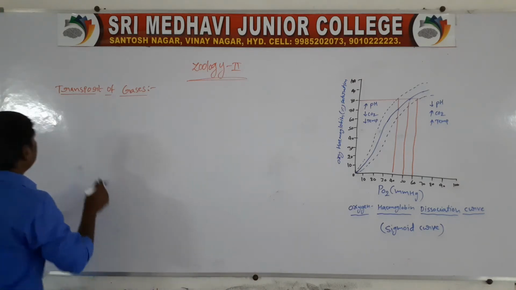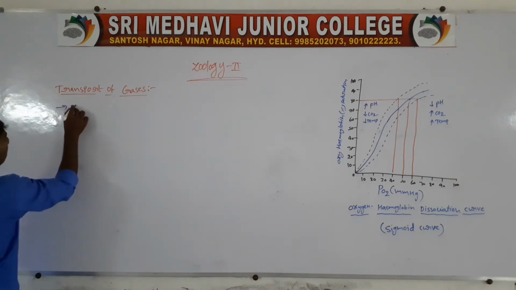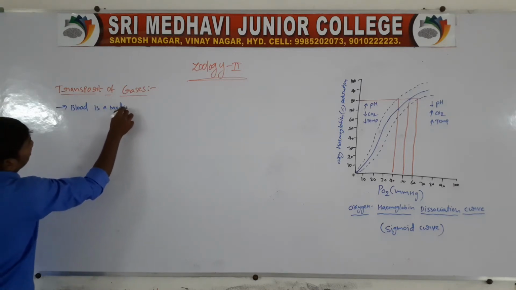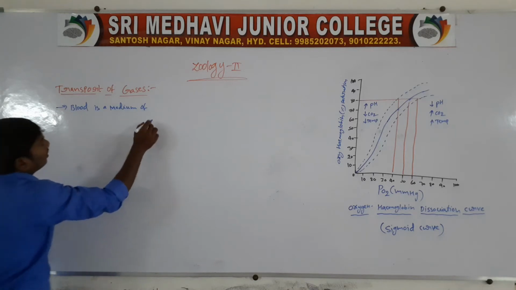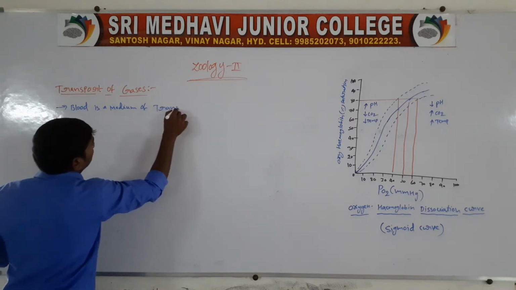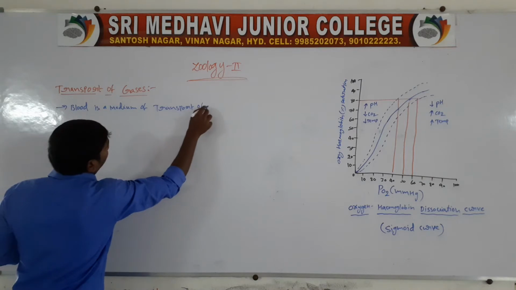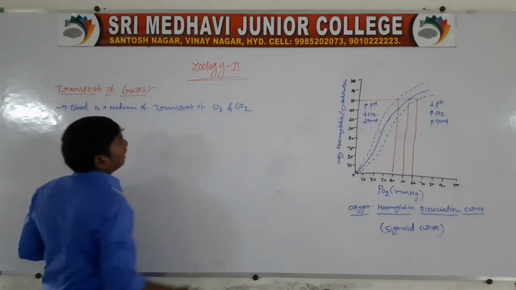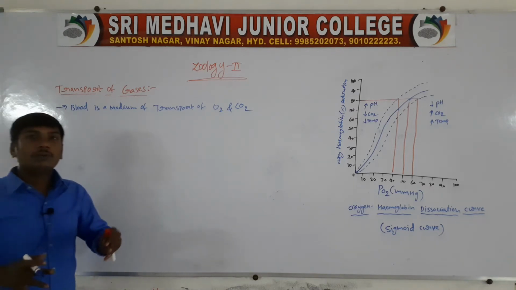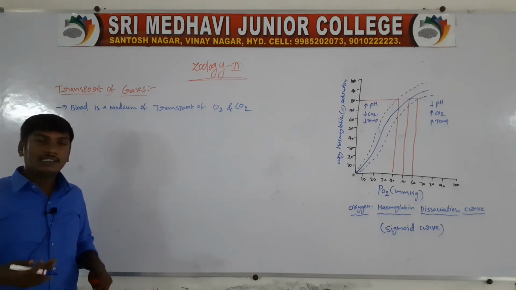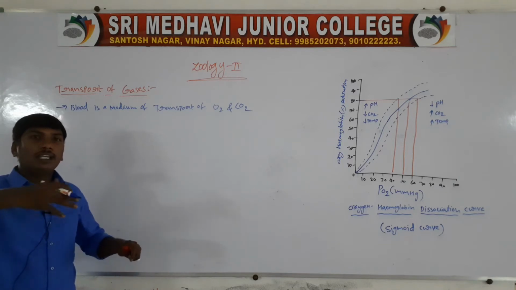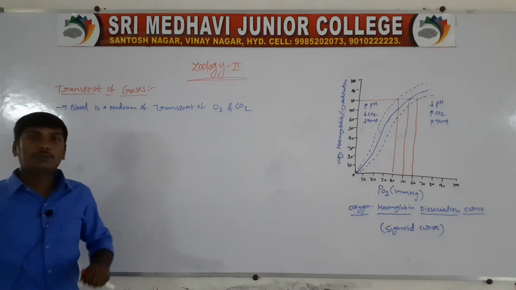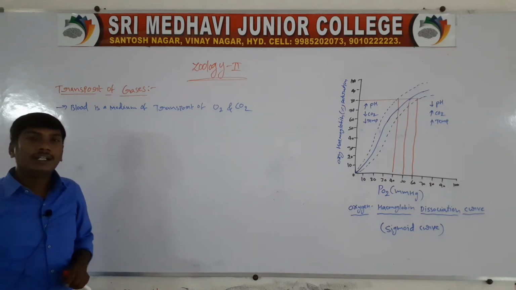Blood is the medium of transport of gases like oxygen and carbon dioxide. The gases are transported by the blood circulatory system from the lungs to tissues. The blood is the medium of transport of oxygen and carbon dioxide.